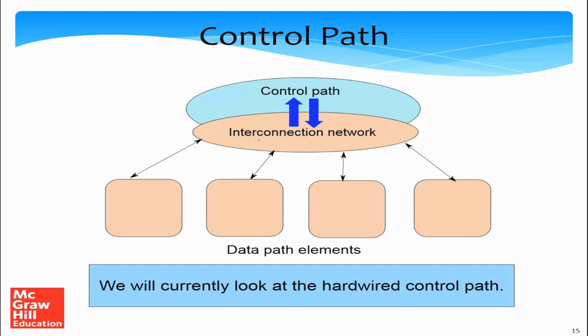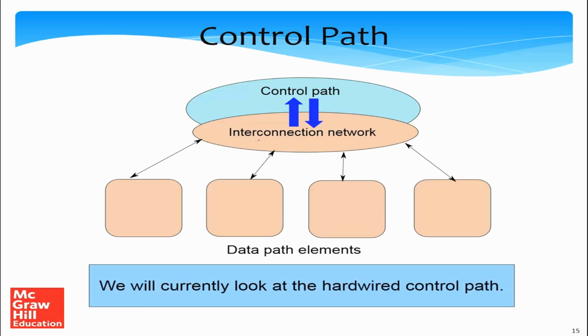Alright, so now that we have the data path and the control path, the control path has a control unit, and it has an interconnection network where it sends wires to all the elements inside the data path. So this controls the movement of data, instructions, values and everything inside the data path, similar to what we have in a traffic network, right? The traffic network is the data path, the cars are the instructions themselves, and the controllers for the traffic lights and so on are part of the control path.